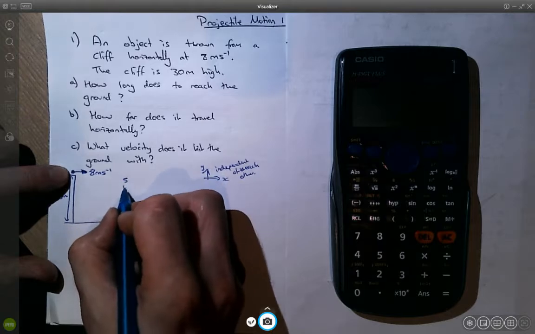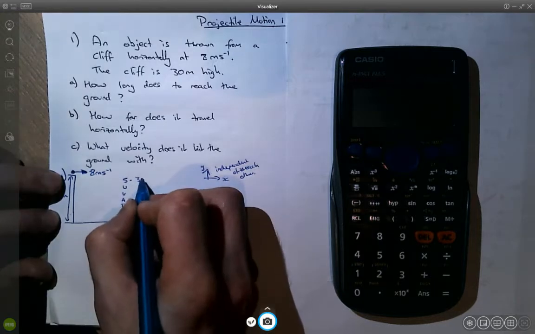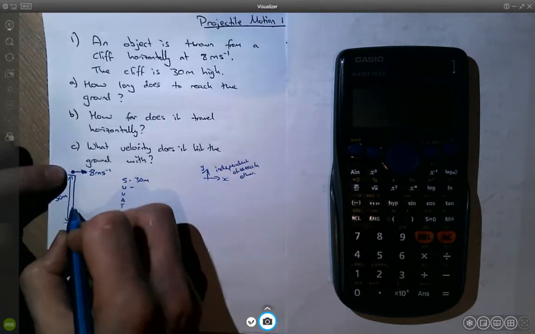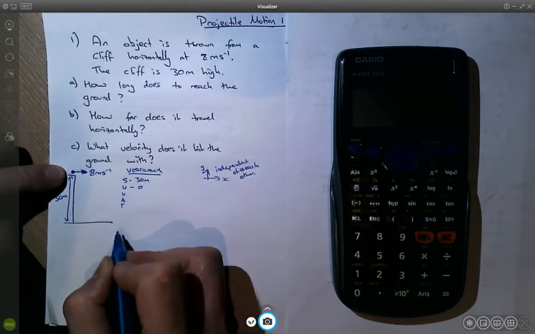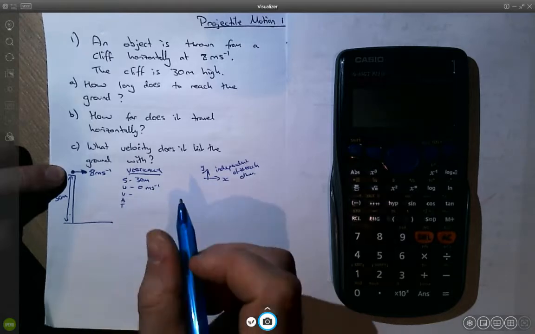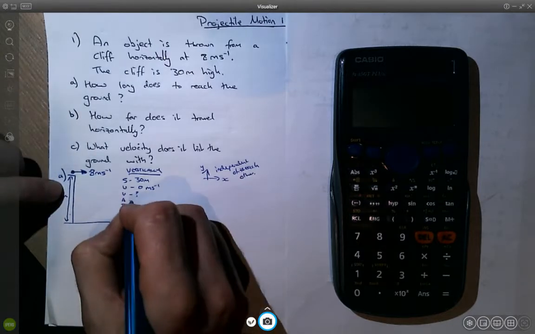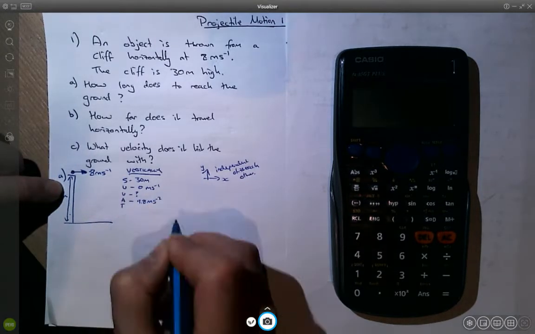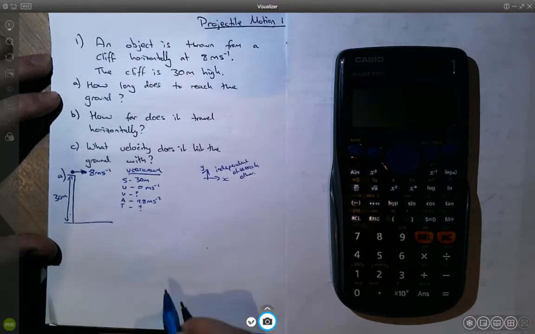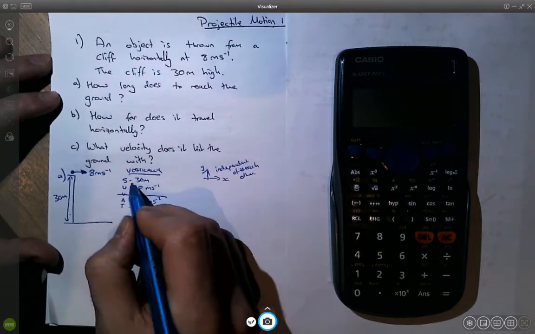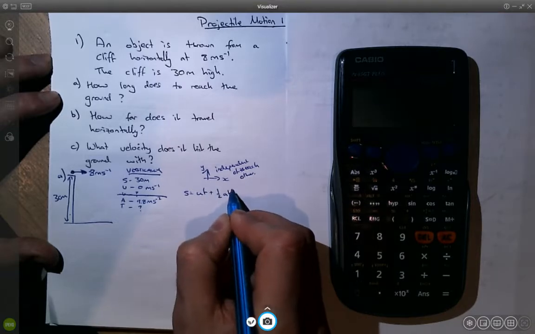Well, let's list our variables. The displacement is going to be 30 meters. The initial velocity vertically, this is important, vertically here is 0. The final velocity we don't know, but we actually don't need to know at the moment. The acceleration is due to gravity, so that's 9.8 meters per second squared. And t is what we're being asked to find. So what equation has s, u, a, and t in? Well, we're going to be looking at this equation, s equals ut plus half at squared.